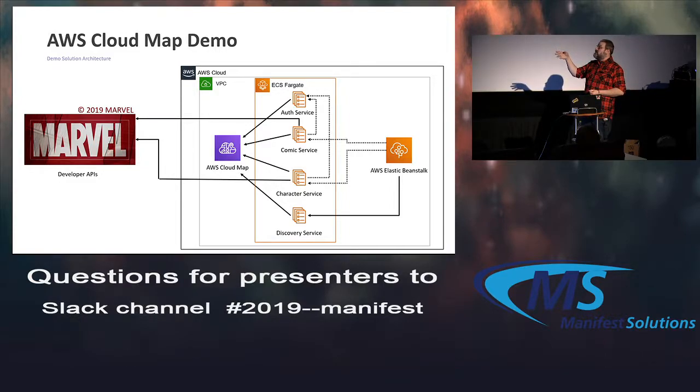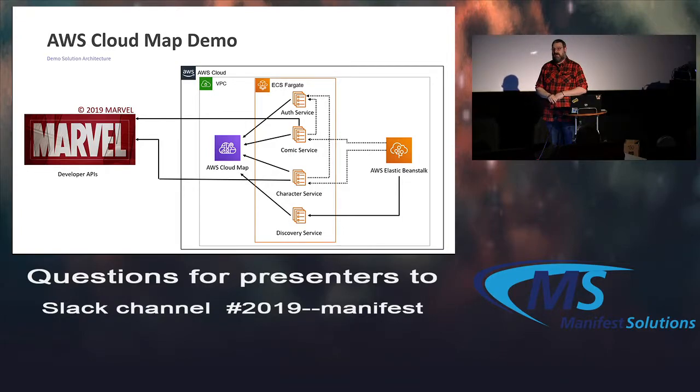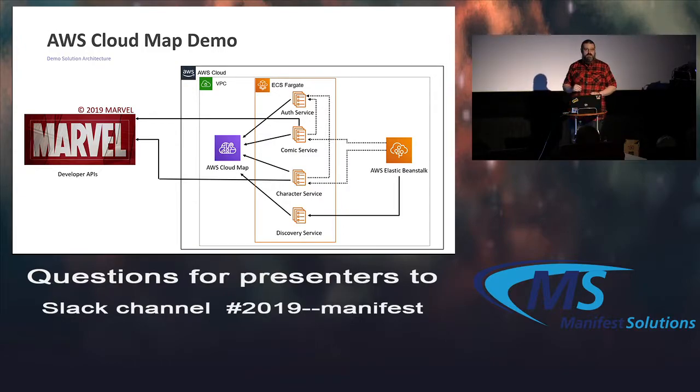Once those services connect to Cloud Map, they're then going to connect to Marvel. I've also registered the Marvel URLs inside Cloud Map. So the comic service and the character service are going to ask Cloud Map, hey, where's the Marvel API located? So again, my services have 0 configuration. There is a web config, but it is empty. It's just the default web config you get with .NET Core.